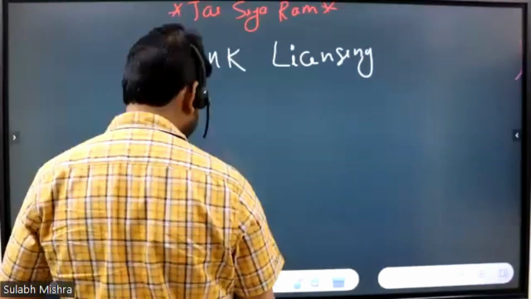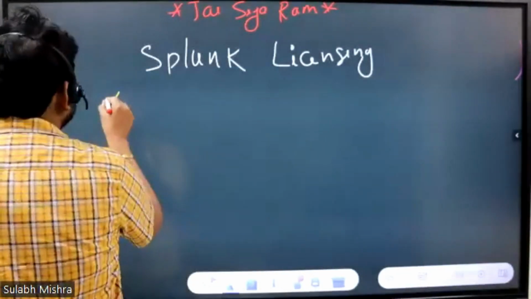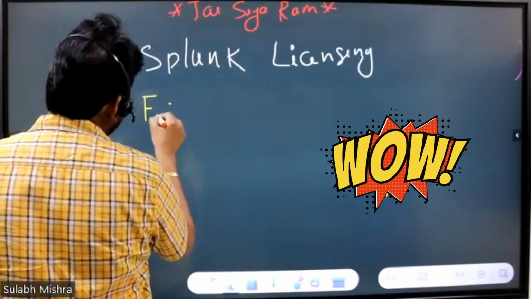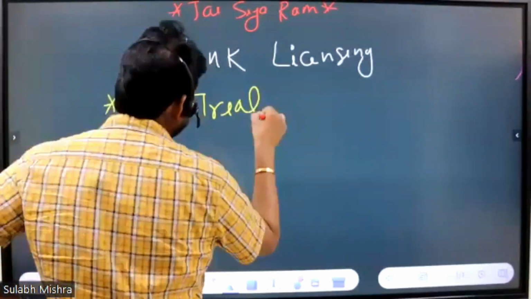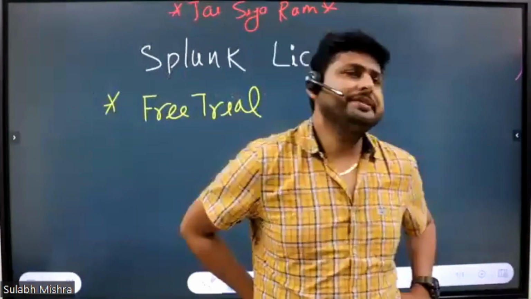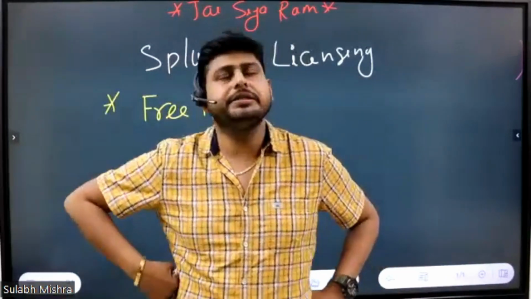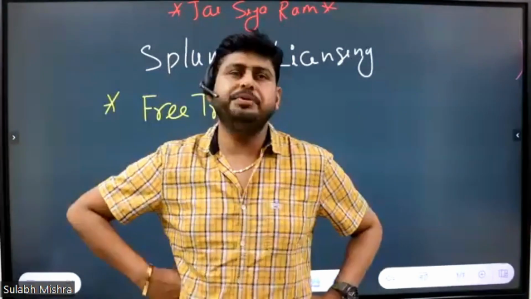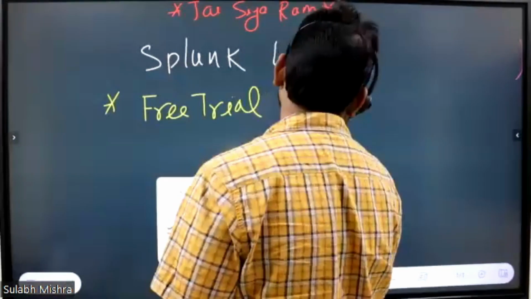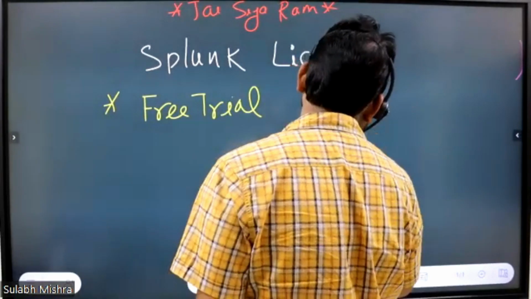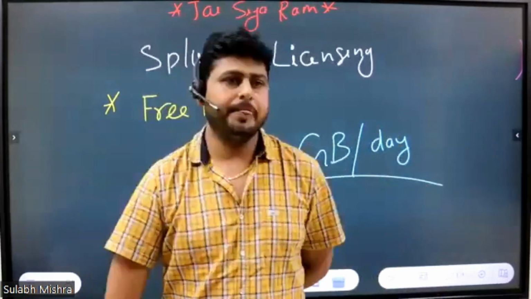Different types of licensing models are available on Splunk. First is the free trial, the Splunk free trial license. Before I talk about the licensing, Splunk calculates the license based on GB per day. GB per day. Splunk license is calculated based on the GB per day.